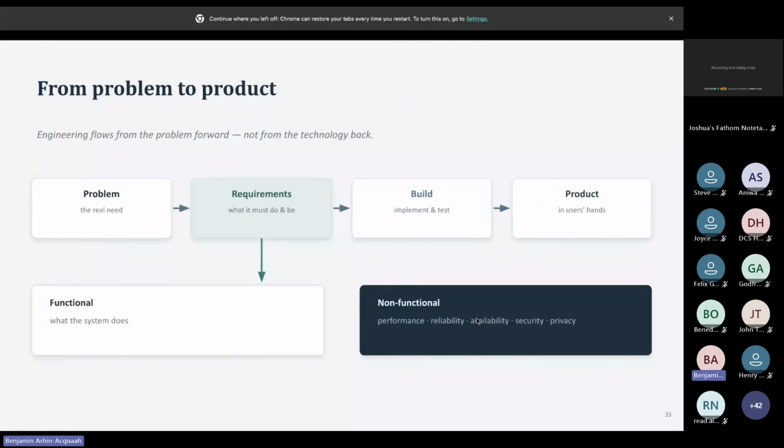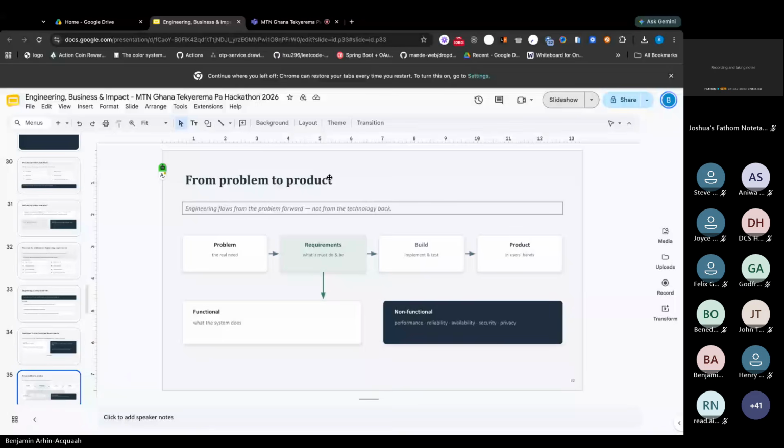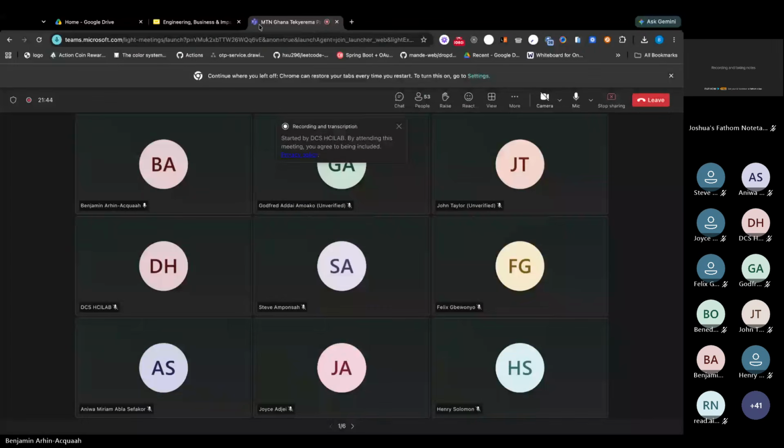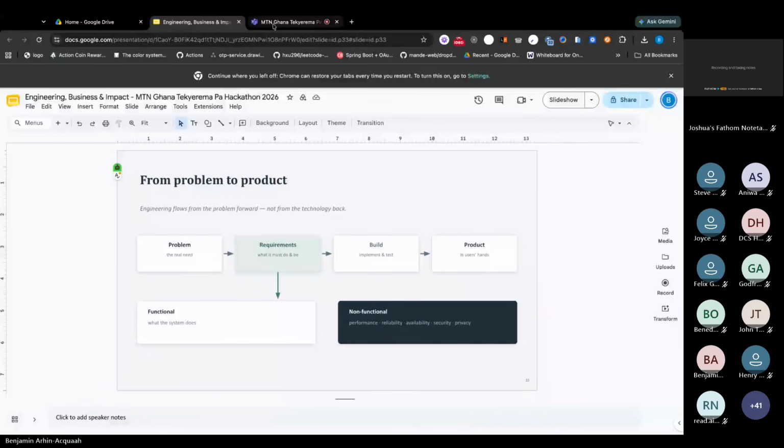Before we go into each of these, does anyone have any questions up to this point or any contribution? Okay. If you don't have questions, I will find some questions for you.